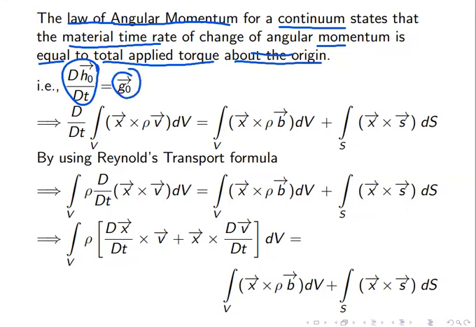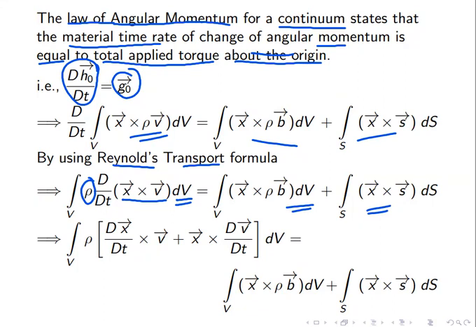Now we'll substitute for h naught. This is our h naught, and g naught is two integrals here, one is the volume integral, the other one is the surface integral. Now we have d by dt on the LHS. By using the Reynolds transport formula, this d by dt will go inside, and rho is a scalar, so it comes out. So d by dt of x cross v dV outside. The remaining on the RHS are the same. We'll keep them the same and change later.